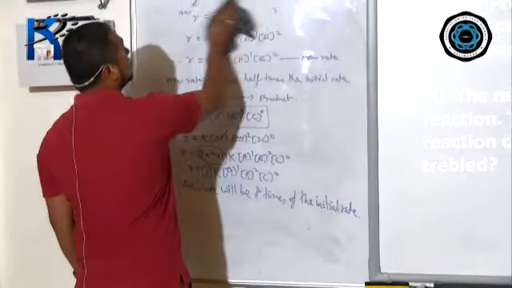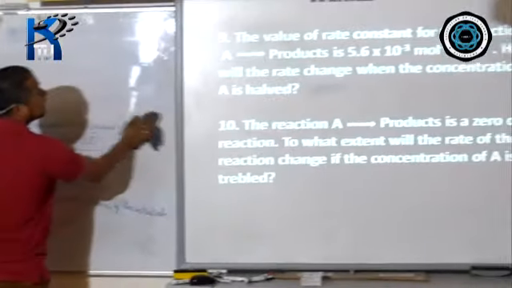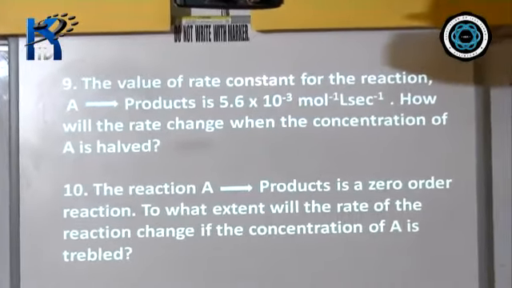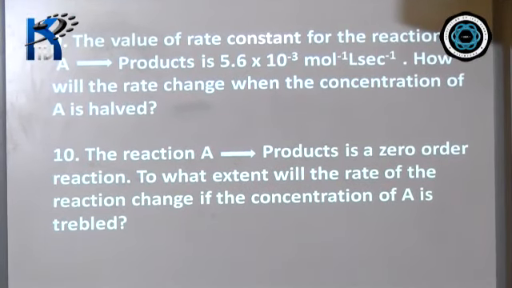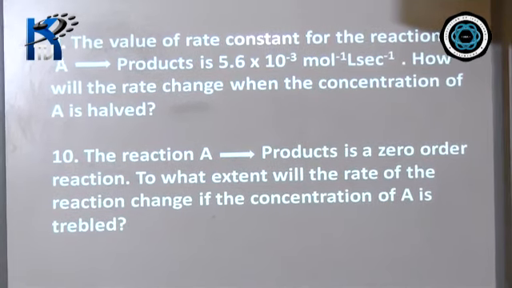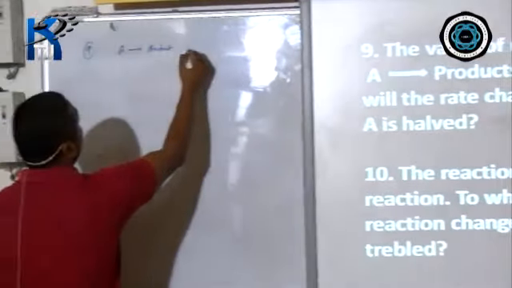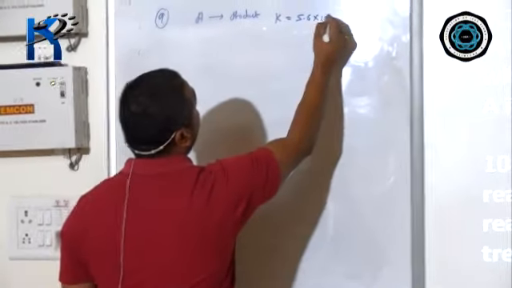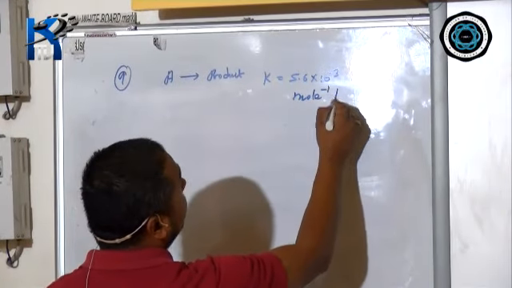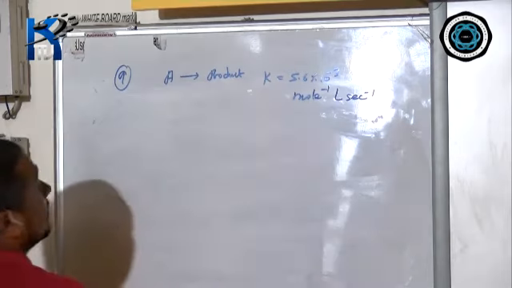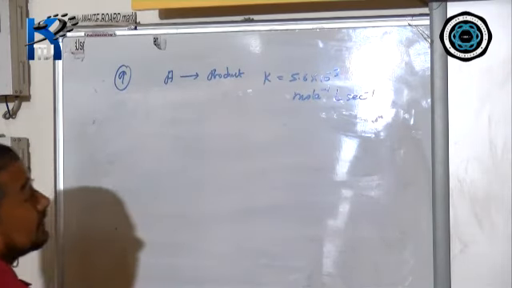Okay, now we'll see question number 9. There is a reaction where A gives you product and the value of rate constant is given to you as 5.6 into 10 to the power minus 3, unit is given. Now what will be the effect on rate if concentration of A is halved? So I'm copying from there. The reaction given to you is A gives you product and rate constant is given 5.6 into 10 to the power minus 3. Unit is mole inverse liter second inverse. So you have to explain what will be the effect on rate.